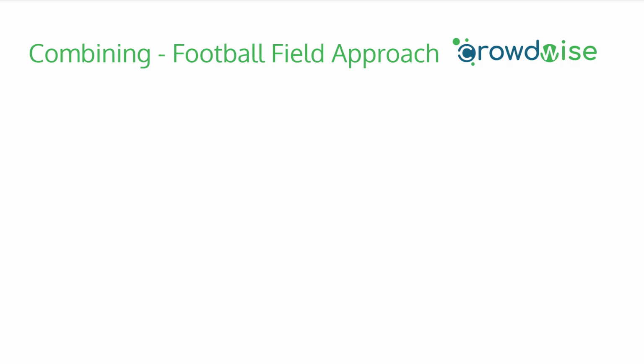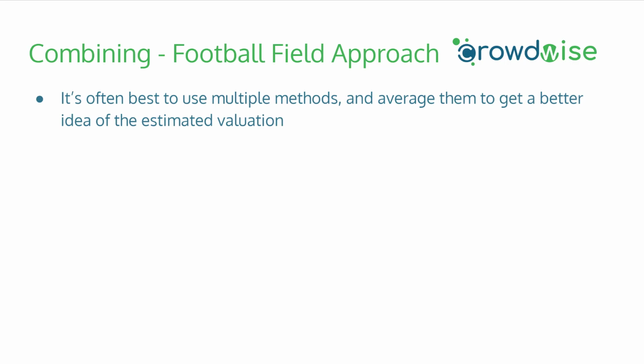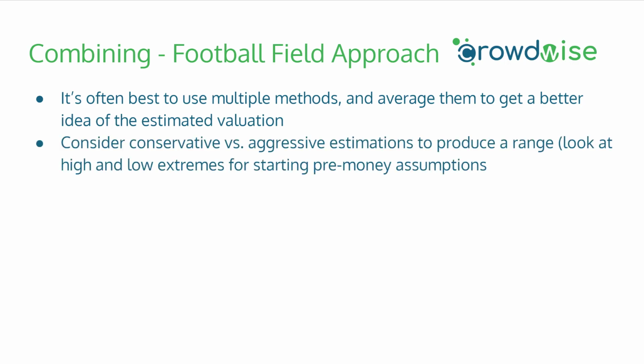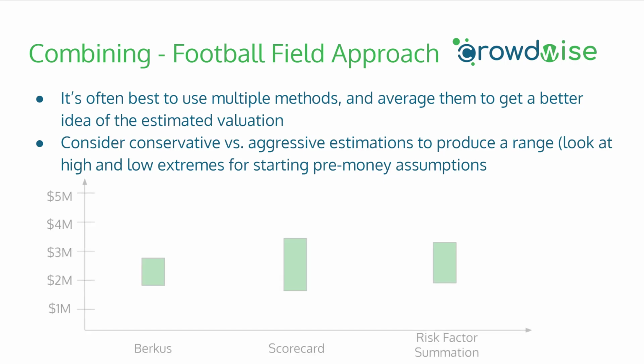So when you're combining them, I like to use something called the football field approach for visualizing the valuations. As we mentioned, it's best to use multiple methods and then average them together to get a better idea of the estimated valuation. Consider conservative as well as aggressive estimations in doing your valuations so that you get ranges with a minimum, an average, or median, and a max.